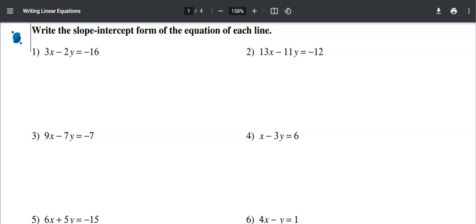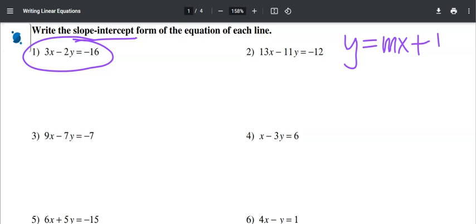In this video, we're going to look at converting equations that are in standard form or some other form into slope-intercept form. If you remember, slope-intercept form of a line is y equals mx plus b. So if I look up here and I'm looking for slope-intercept form, I want to take this equation right here and get it set up in y equals mx plus b format.